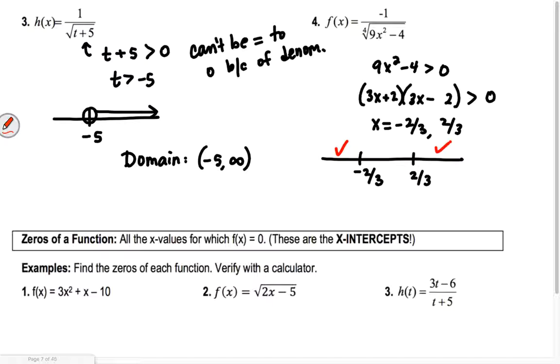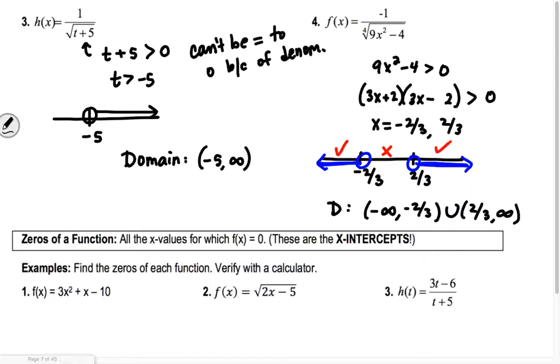But if I try 0, I have 9 times 0, which is 0 minus 4. That's bad. So that didn't work in there. So for this one, it's the ends. And then negative 2/3 and 2/3 make the denominator equal to 0, so we can't include those, so it's open on those ones. So our domain then is negative infinity to negative 2/3 union 2/3 to infinity. Okay, like that. So do we feel pretty good with domain, and range, or not range, but domain?